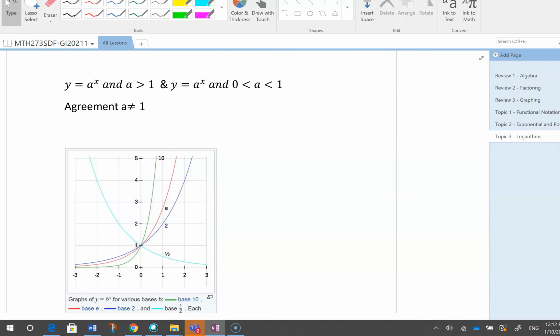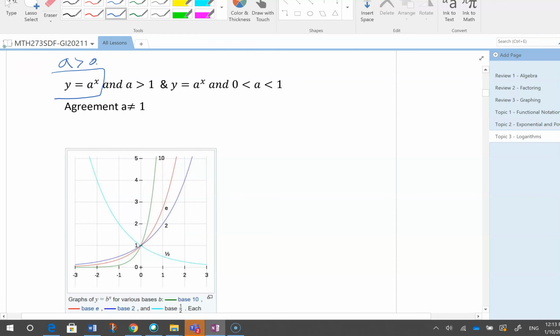Now I want to talk about logarithm. As I said, logarithm is the inverse of exponential. I'd like to refresh your mind on exponential. The exponential function is this, y equals a to the power x. Remember, x is in the power. Remember, I told you a must be positive, in the previous lesson.